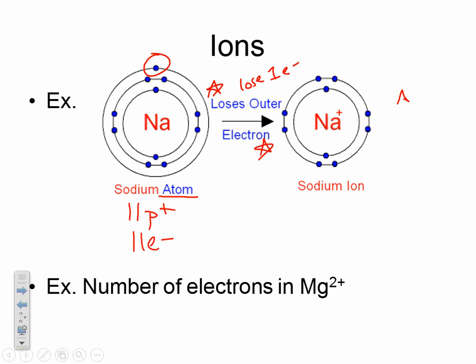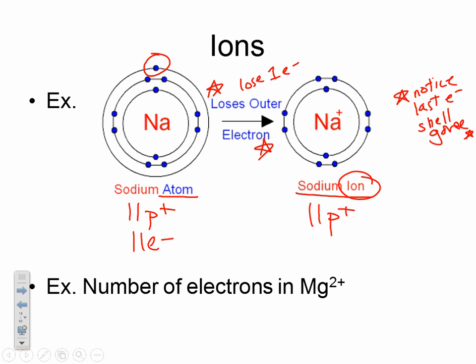Notice a couple of things, right? Notice that the last electron shell is now gone. We're going to come back to this idea later in the year about what that means for the size of the ion. But we're now 1 electron down. So now this is the sodium ion. It's not an atom anymore. It's still sodium, so it still has 11 protons. But if you count it up, now it only has 10 electrons.